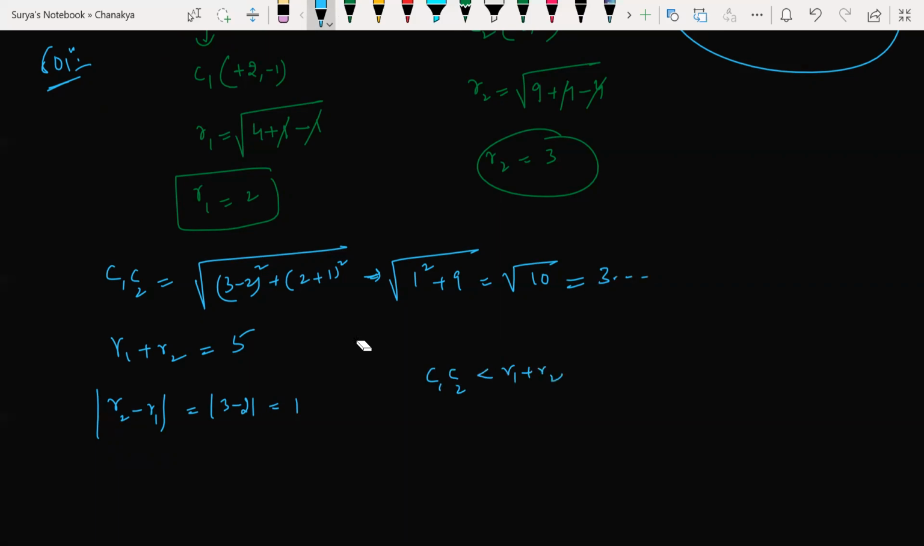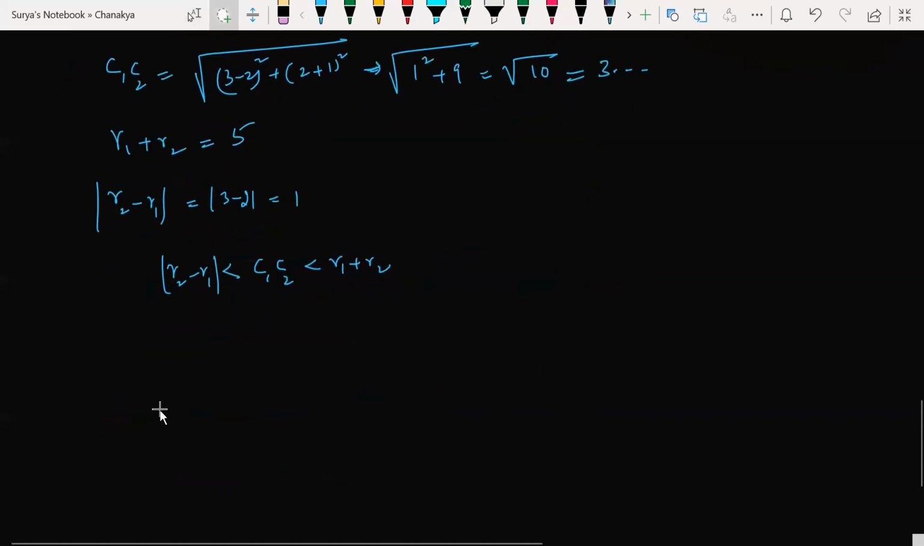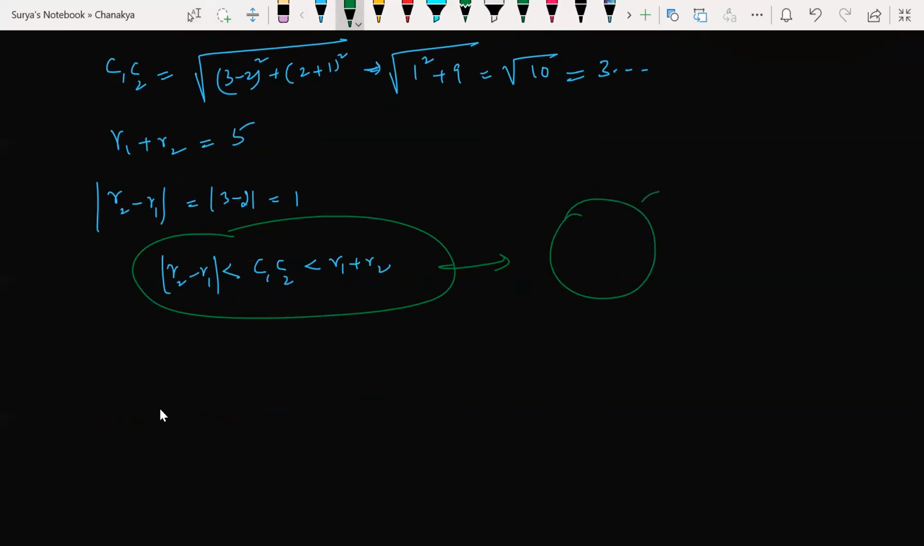Yes, sir. And R2 minus R1, what is it? Look, R2 minus R1 is lesser than C1, C2. Am I correct? Yes, sir. Aren't we satisfying this condition now? If at all I have this condition, what is the number of common tangents? Guys, if at all I have this condition, circles intersecting like this, how many common tangents? 2.